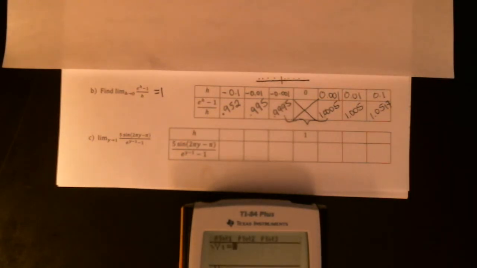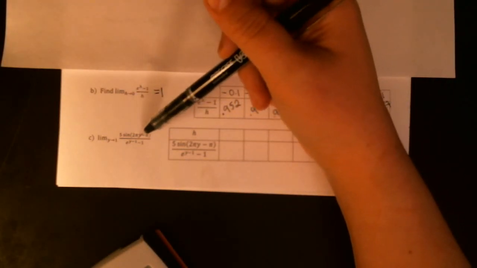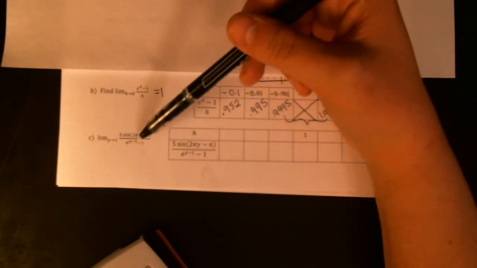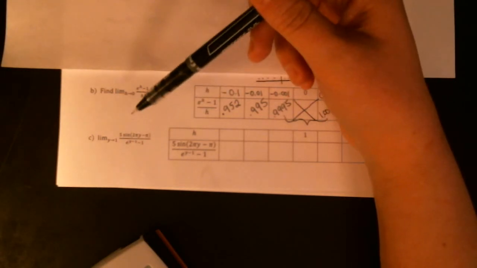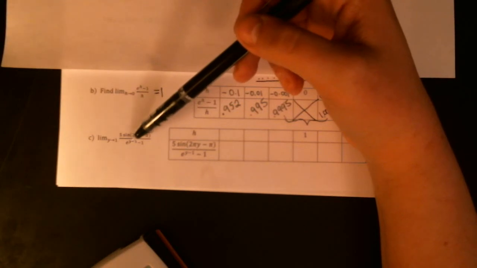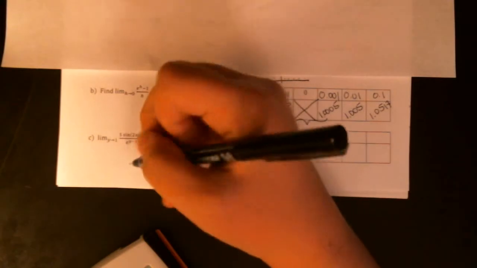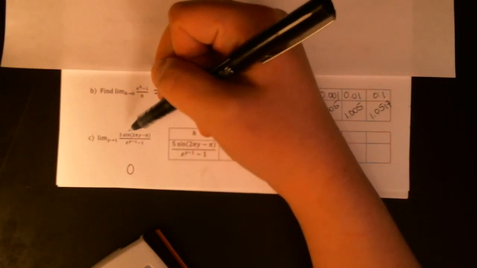But the second one wants me to look at this 5 times the sine of 2 pi y minus pi over e to the y minus 1 minus 1. I want to see what happens as y gets close to 1. So if y is equal to 1, on the bottom I get e to the 0, which is 1, minus 1, which is 0. So that's definitely some sort of undefined. And in the top, I get 5 times the sine of negative pi, which is also 0. So I've got another one of those 0 over 0s. Those are the interesting ones.